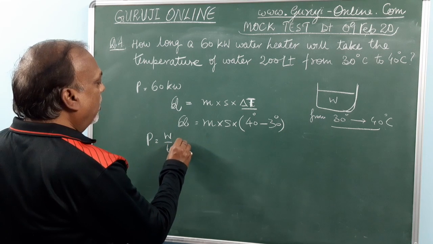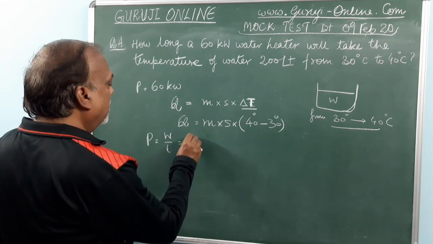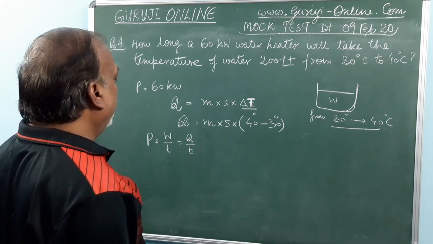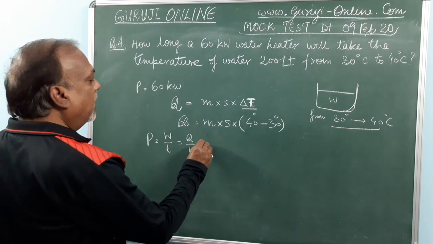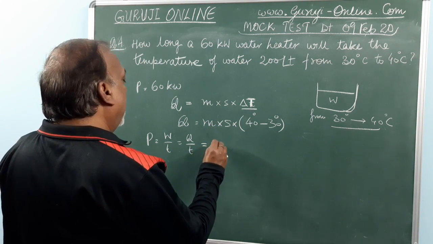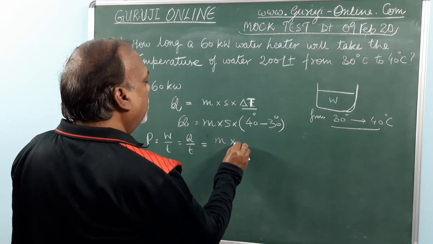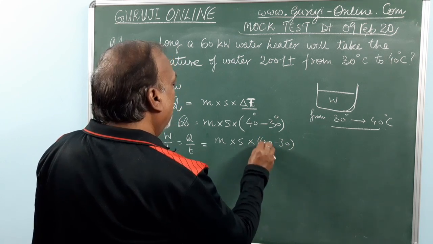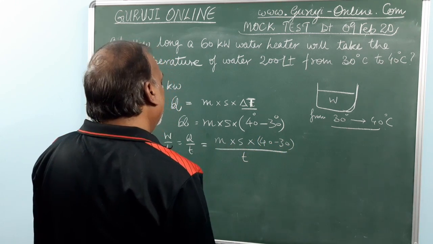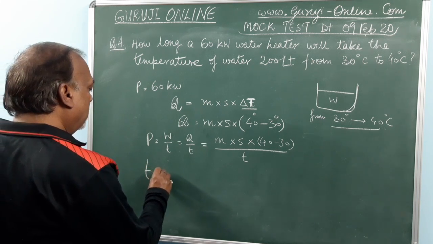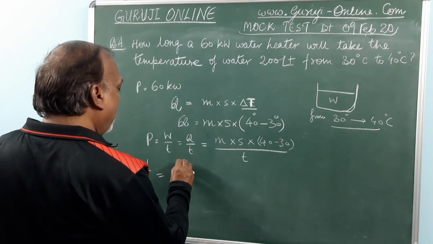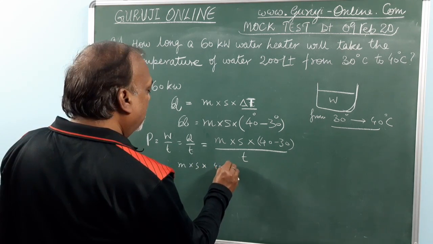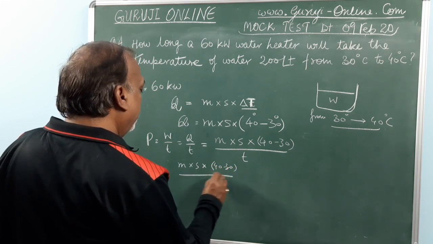Now this is energy, and P is nothing but W upon t, or you can write Q upon t, that is energy upon time, because this is also energy, and this is nothing but M into S into 40 minus 30 upon t. That means t is equal to M into S into 40 minus 30 upon P.